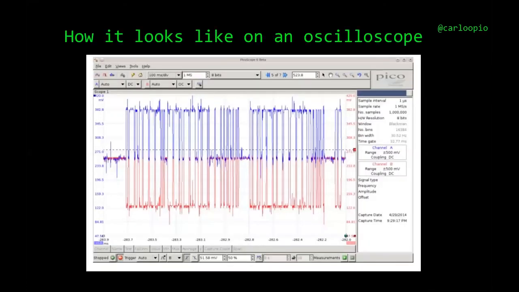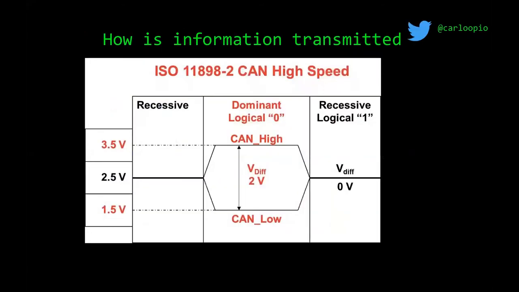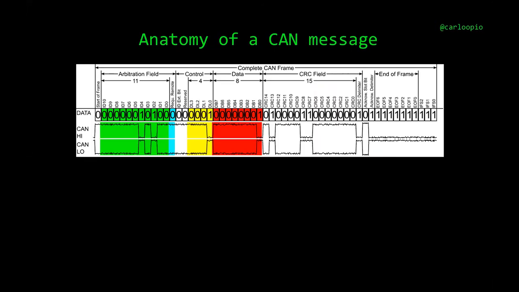So this is what it looks like on an oscilloscope. And when you convert this to actual data, this is what you're seeing. So basically, the signals go from high to low. So 2.5 volts is the resting voltage. And then whenever there's a packet being sent, the information is transmitted by modulating this signal.